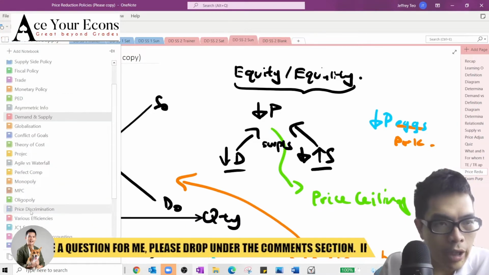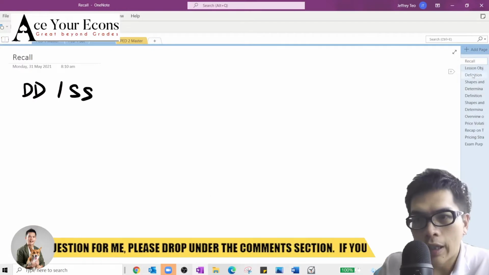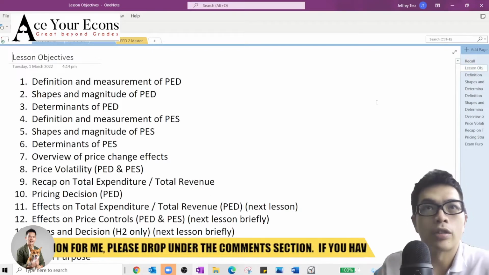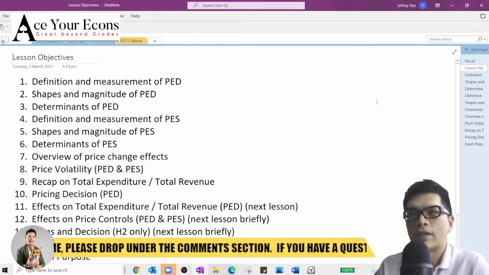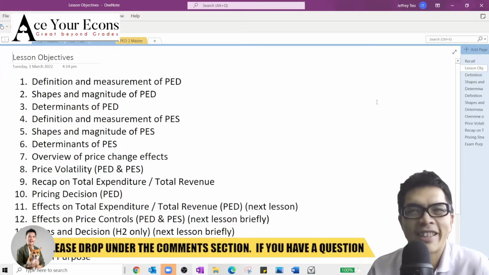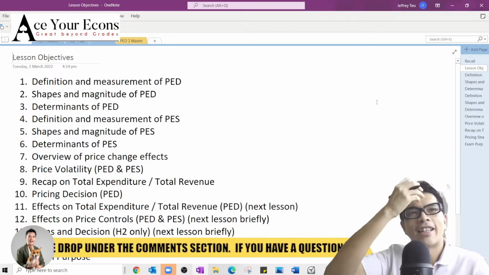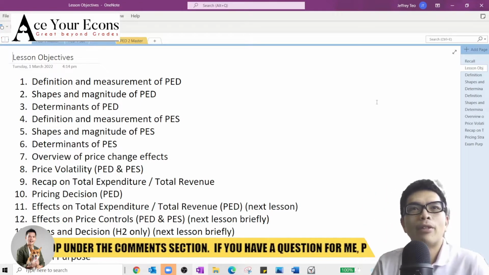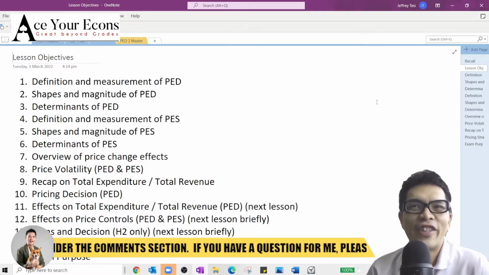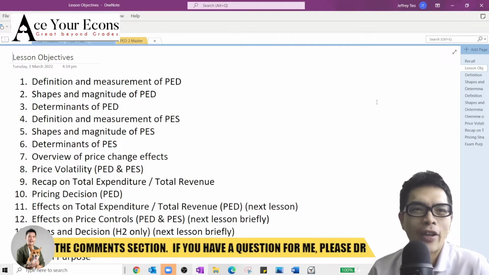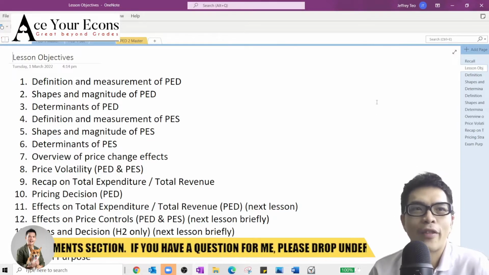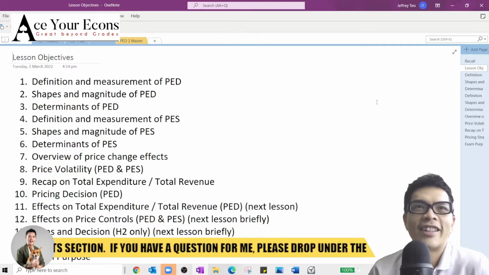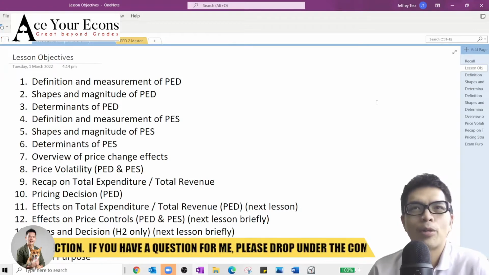Alright, so I don't think I need a quick show of hands. For my first year students in this class, you probably haven't covered PED and PES yet. The rest are second year students. I may be wrong, but for my first year students, if you have covered price elasticity, please let me know. Type it out on the chat. From my understanding, haven't yet. My second year students will know this.